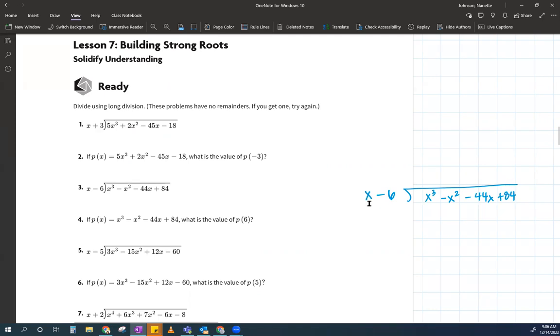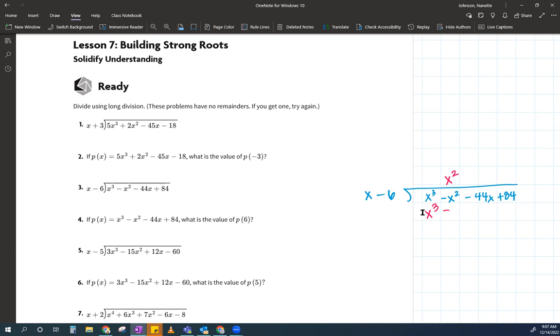So the very first step I say is, hey, what is X times what gives me X cubed? And you guys all say, oh, Ms. Johnson, that's X squared. And I line them up above the X squared. It's not necessary, but I just do it because that's something you guys did before. So X squared times X is X cubed, and X squared times negative 6 is negative 6X squared.